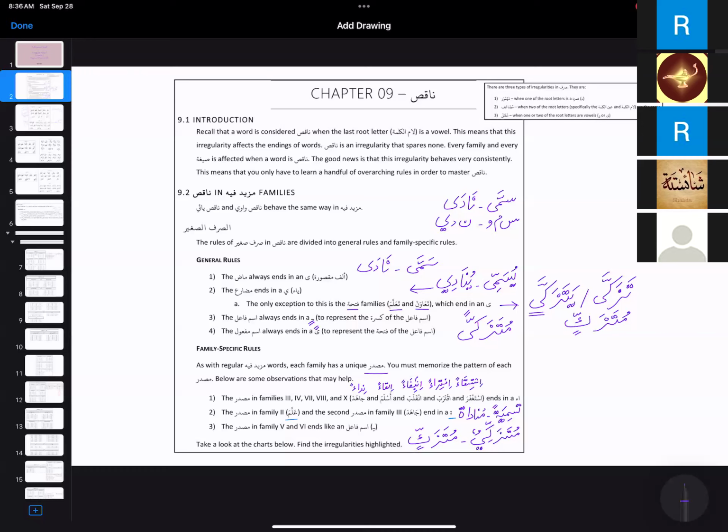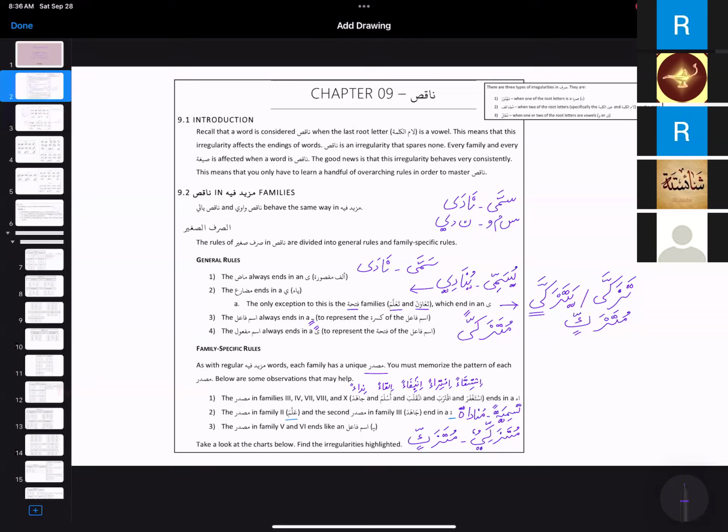Beautiful. So now, we know how to recognize them, right? And so today's topic is about Naqis, and we are going to touch Mazid Fihi families because that is easier. So inshallah, we will go from there. So as was said, Naqis is basically part of the Mu'tal group, right? And Mu'tal means that the weak letter is either waw or ya, right? Meaning the root letter is either waw or ya.